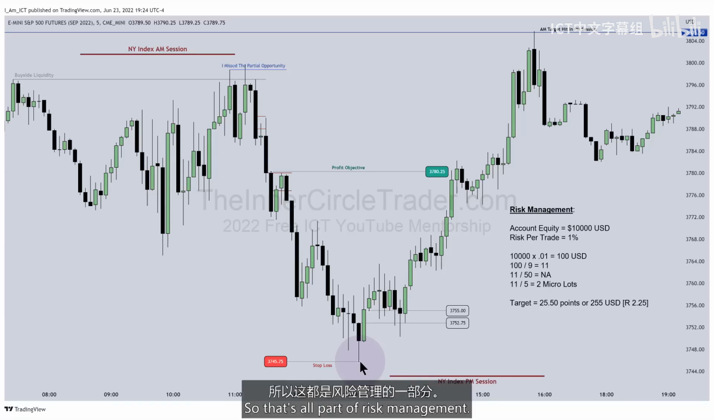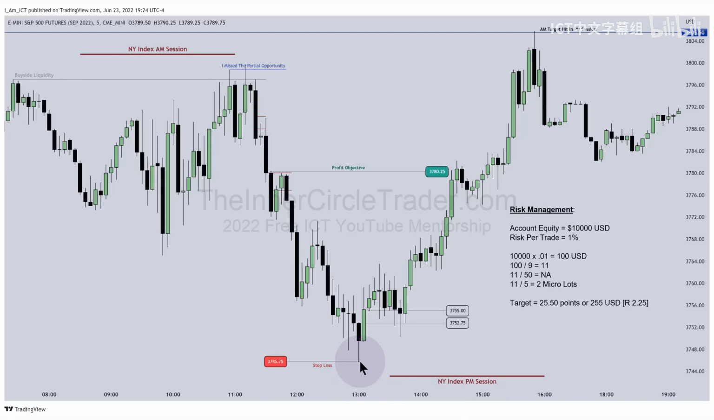So that's all part of risk management. It's not just the numbers game. It's a psychological game too. But you have to manage that and quell that whole desire to get right back to where you were before you took that loss.